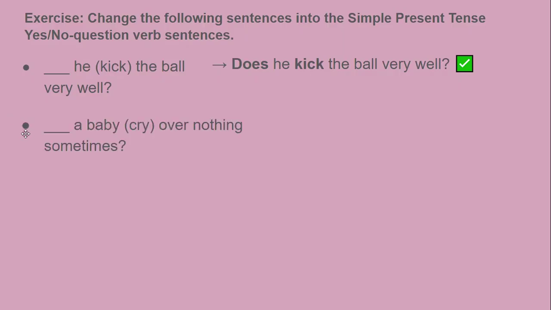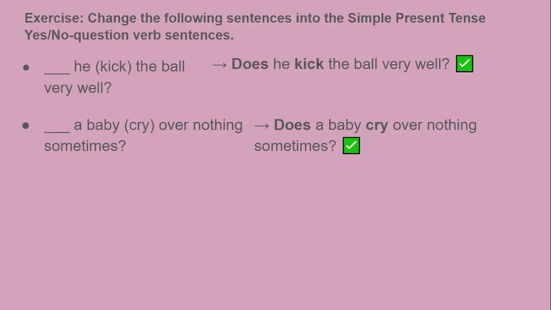Let's move to the second one. A baby cry over nothing sometimes. We've got the subject here, which is a baby. In the previous video, like we said, a baby could be a he or a she. So then the auxiliary verb that we have to use to form our question has to be does. So our sentence then becomes, does a baby cry over nothing sometimes?